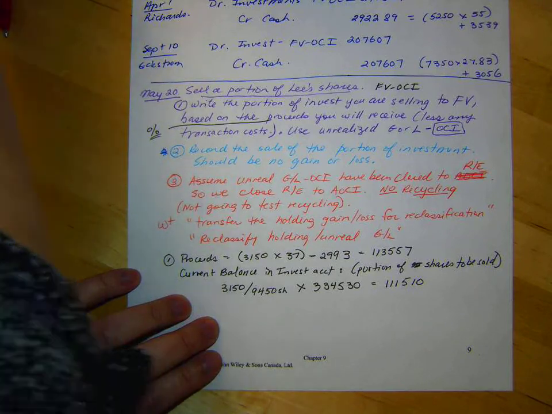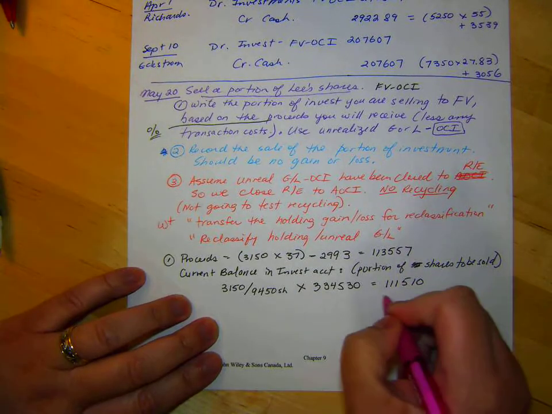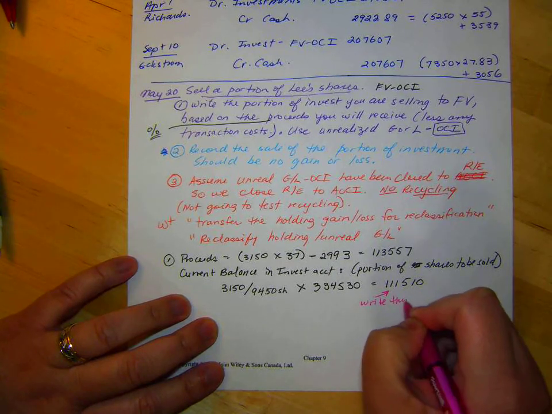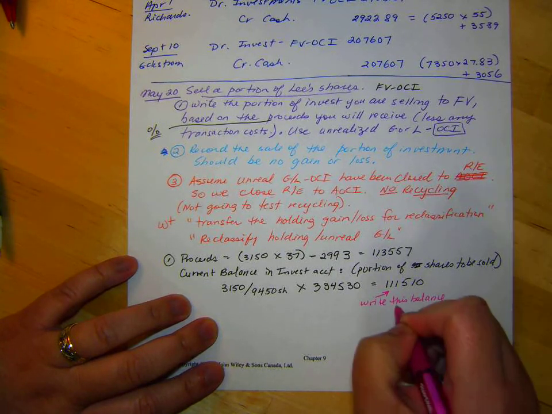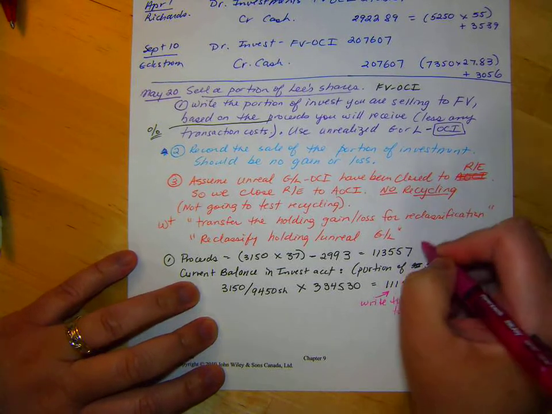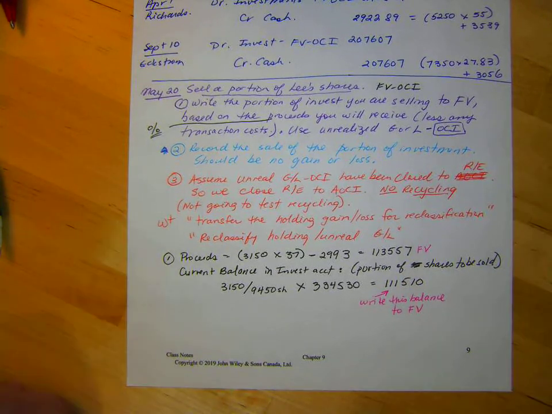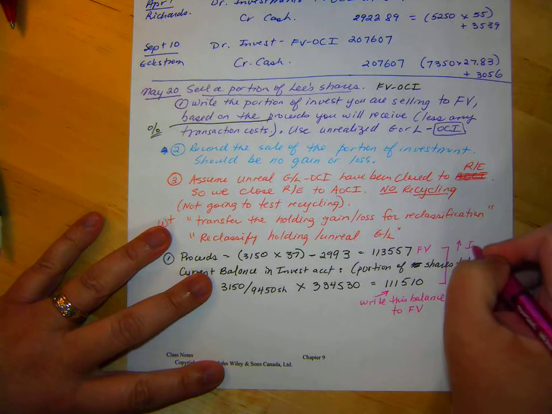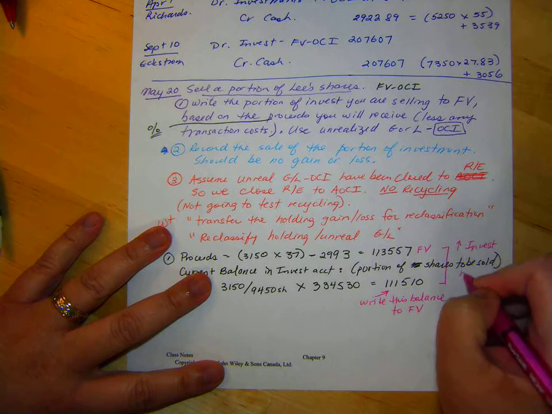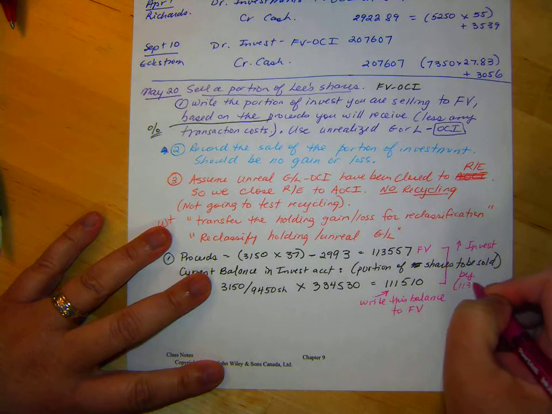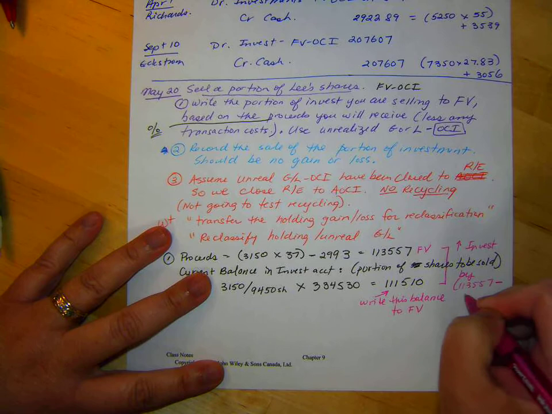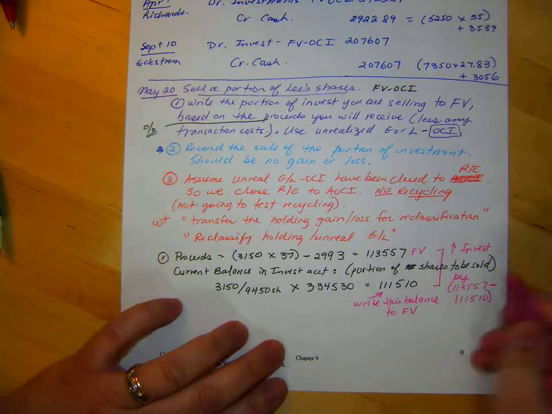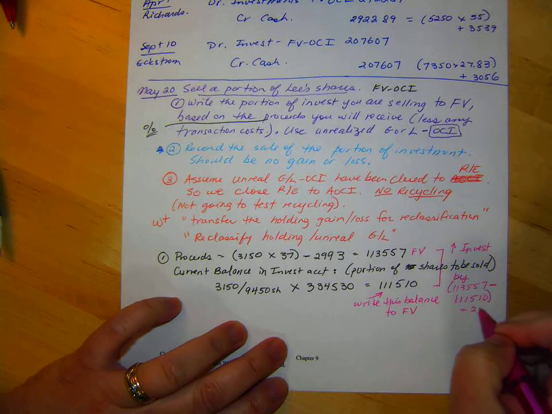So we are going to write this balance to fair value. This is our fair value. So we have to increase the investment by 113,557 minus 510. So 2047.